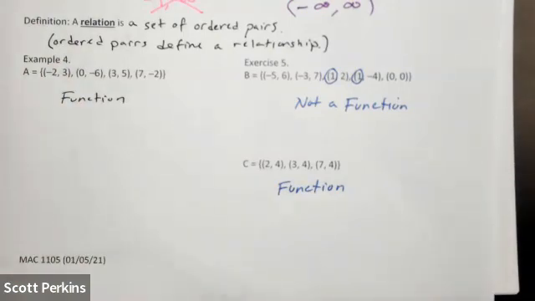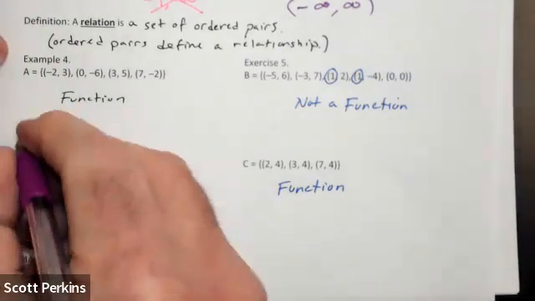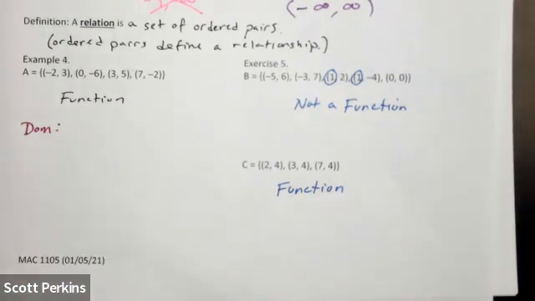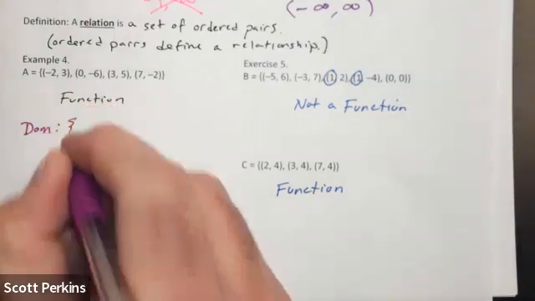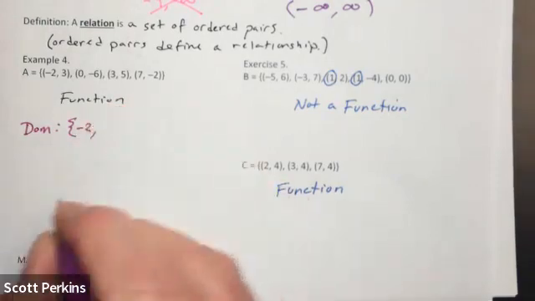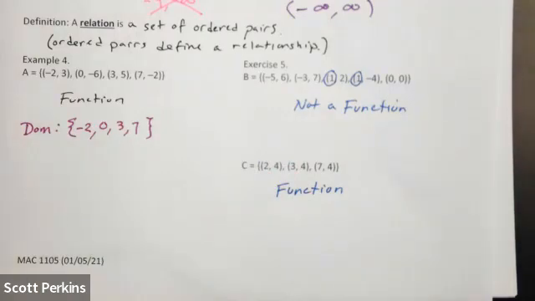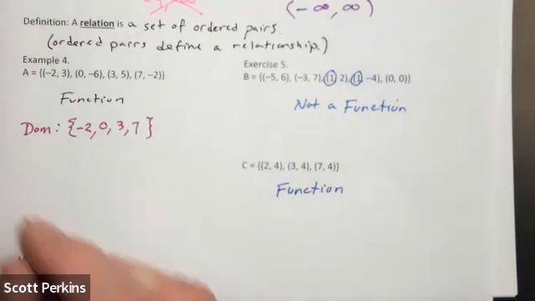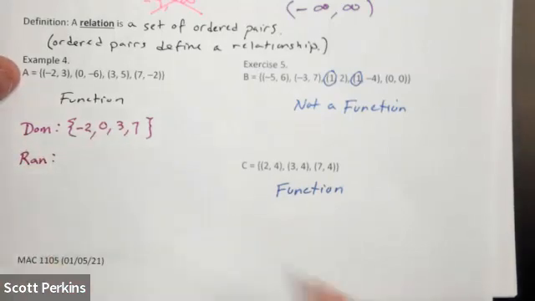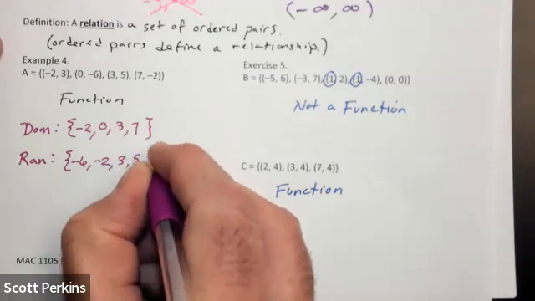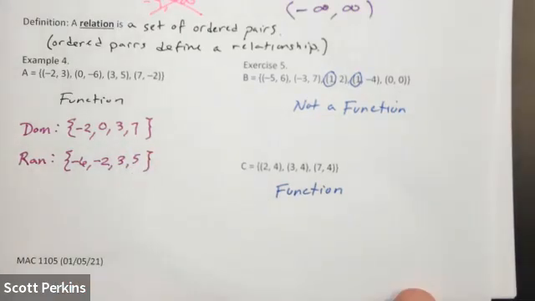So in example 4, relation A, we determined it was a function. And so then what's the domain? I'm going to abbreviate DOM. What's the domain of this function? Yep. So I'm going to use a brace, and I'm going to write these numbers that you're telling me, -2, 0, 3, and 7. And I tend to put my domain and my range in number order just because it's easier to read. And so then the range, which I will cleverly abbreviate RAN, is what? -6, -2, 3, and 5. Wonderful job. That's beautiful.